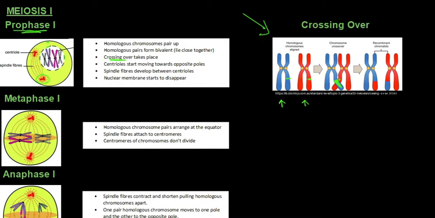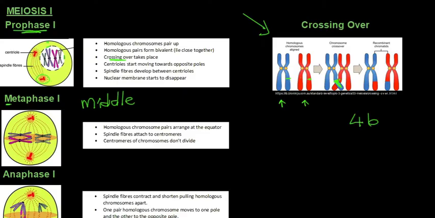Going on to the next phase, which is metaphase. Now I remember metaphase M for middle. So the chromosomes are in the middle of the cell, at the equator to be more specific. So the homologous chromosome pairs arrange at the equator, and the spindle fibers attach to the centromeres. Now remember, the centromeres are these structures holding the chromosome together. So the spindle fibers attach to that. And then the centromeres of the chromosomes don't divide. So in metaphase of mitosis, they would have divided. Now they remain attached.